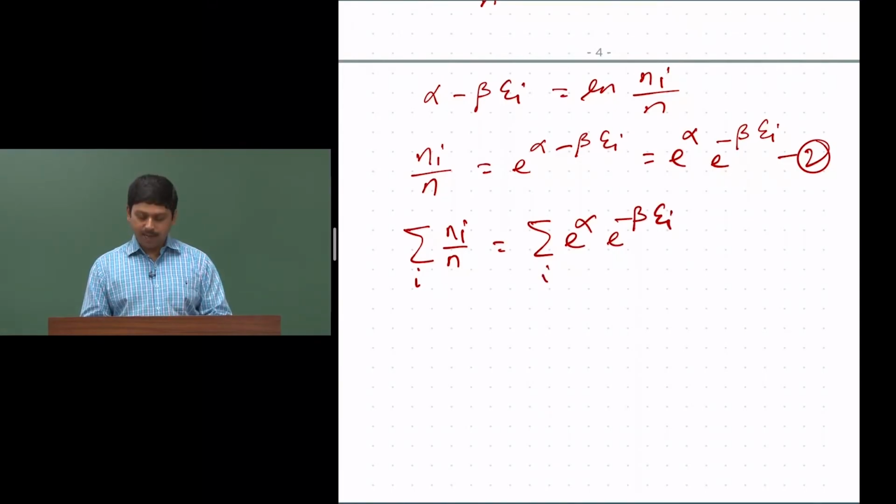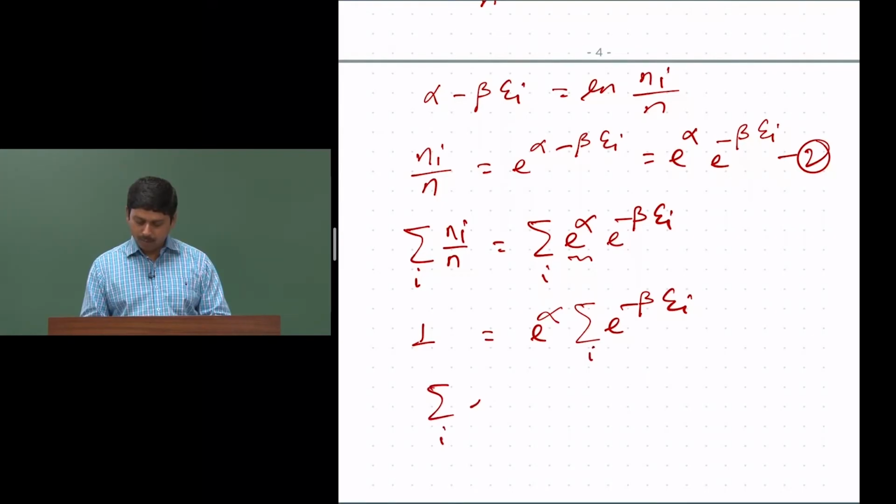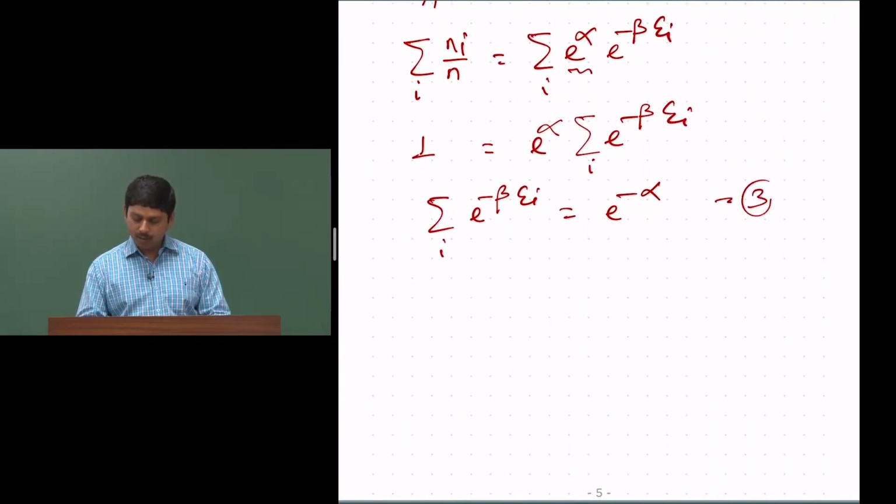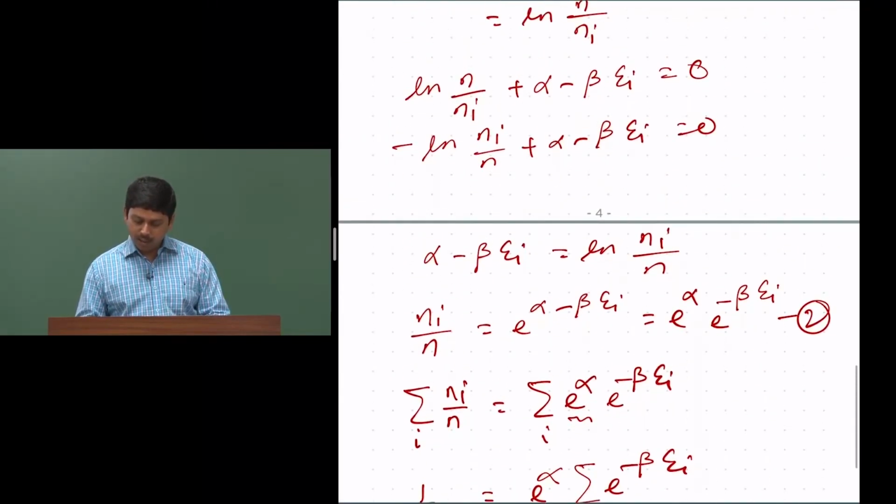So, the sum of Ni by n equals 1. E to the power alpha is a constant, so it will come out, leaving e to the power minus beta Ei. Now, taking it to the other side, we get the sum of e to the power minus beta Ei is e to the power minus alpha. Let us call that equation 3. Now, let us put equation 3 in equation 2.